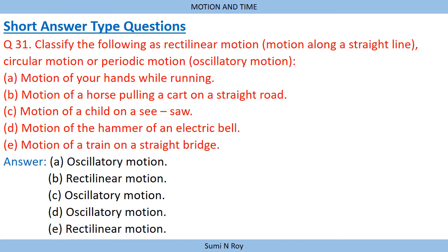Then motion of a child on a seesaw. In a seesaw, it will be an oscillatory motion. Motion of a hammer of an electric bell will be oscillatory motion. Motion of a train on a straight bridge will be again rectilinear motion.